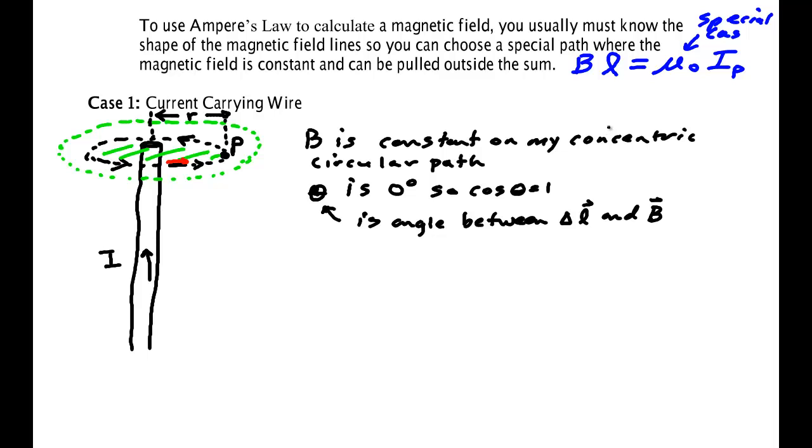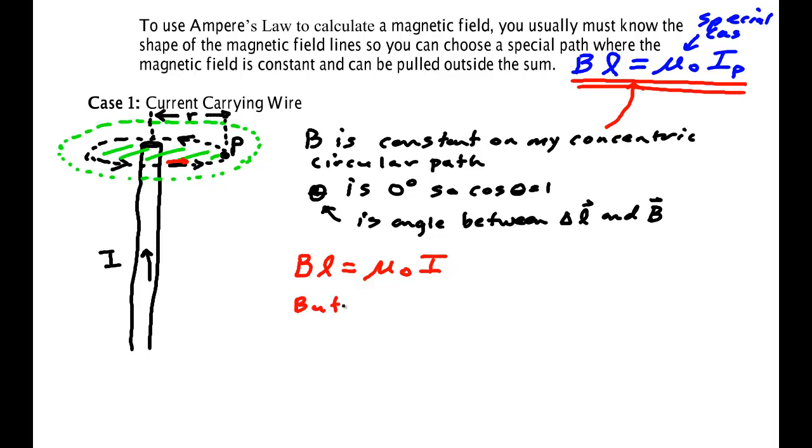This enables me to simplify Ampere's law down to this important equation here. The magnetic field times the distance along the path. That's because I pulled the B out, and all I'm doing is summing up little pieces of length along the path until I get all the way around, and then that's the length of the path. So B times L is mu naught times the amount of current that goes through, which is simply I in this case, a single wire.